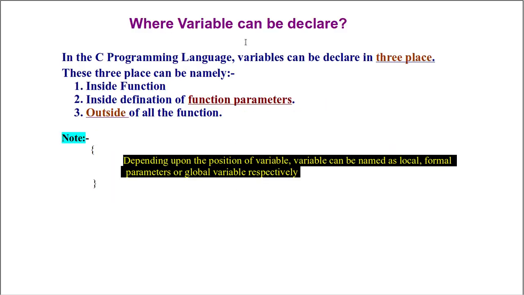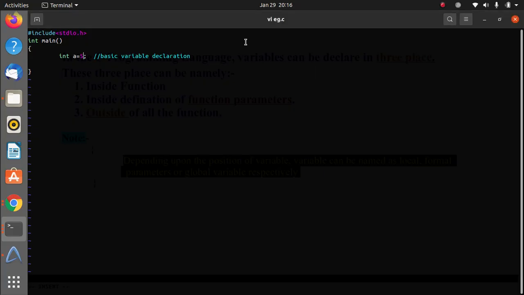Now the question arises: where can we declare a variable? We can declare a variable in C at three places. One, inside a function, as we are declaring inside main. Second, above all, at the starting of the file. Third, inside a function as a function argument.